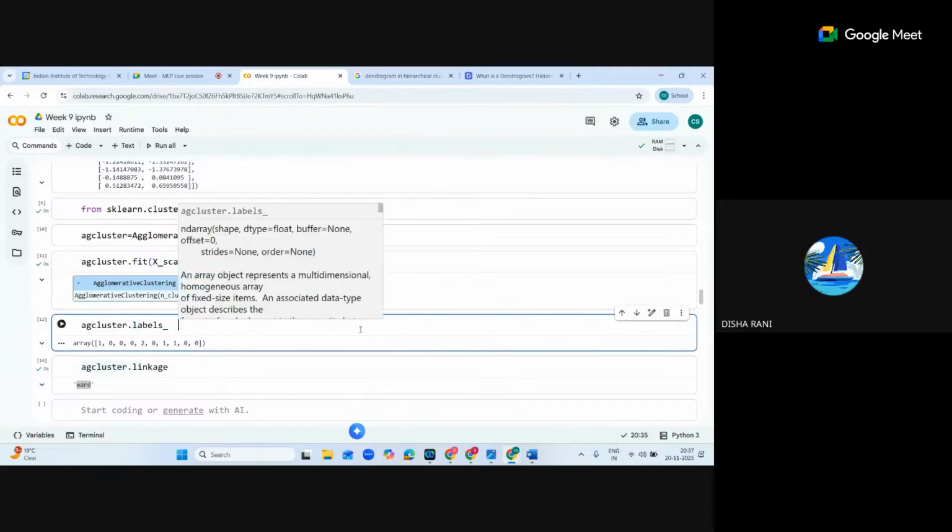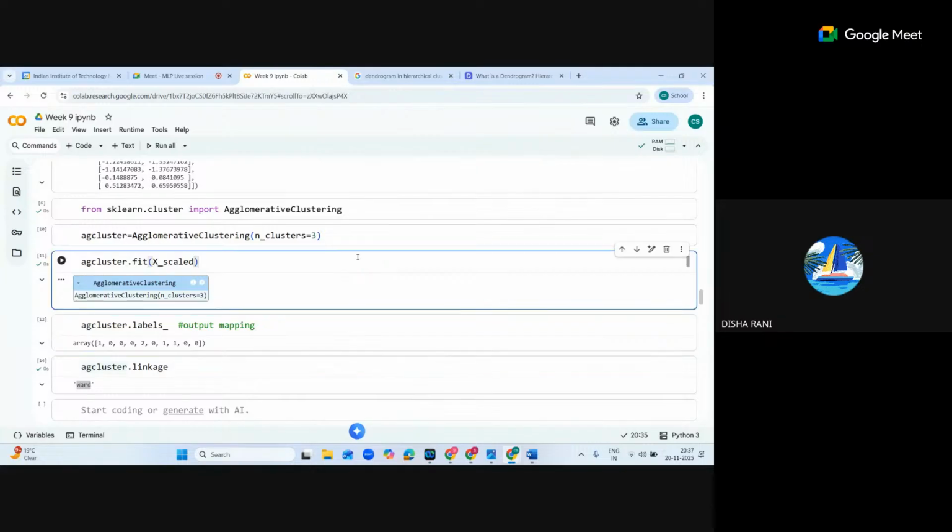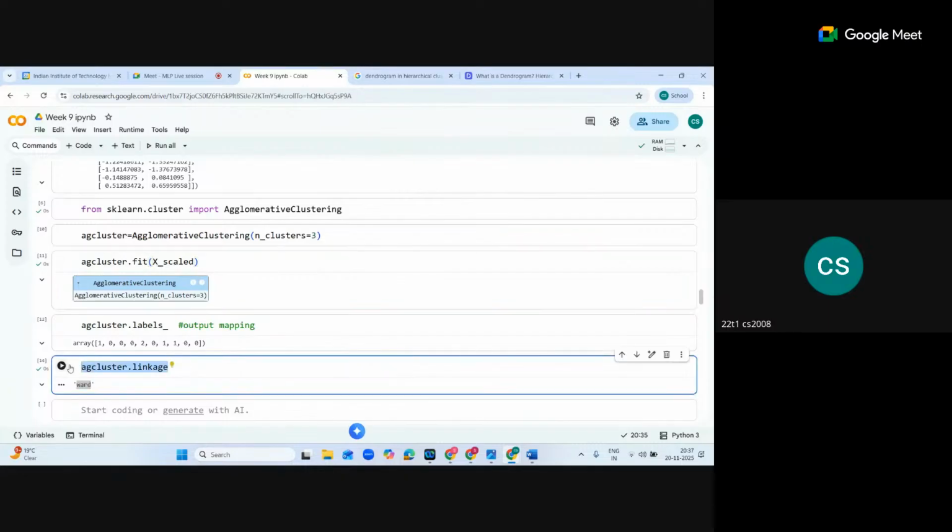So I'll just mention it here: output map. Sir, for this, there was a distance threshold. Is that important? No, nothing is important. Only these labels are important. That's it. Even this linkage you can ignore, but I just wanted to explain what the distance linkage means. It just means the computation of distance. Nothing else. Rest is same.